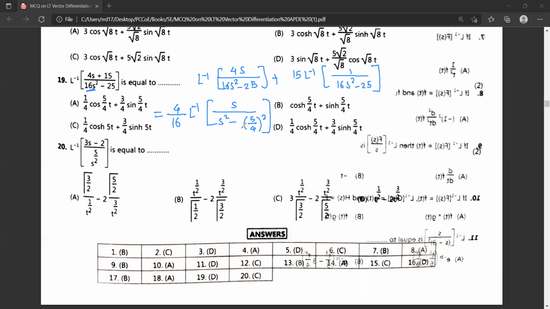Just tell me whether this step is clear or not. Yes, sir. Okay. Now plus 15 by 16, again the same step: 15 by 16, 1 upon s square minus 5 by 4 whole bracket square.